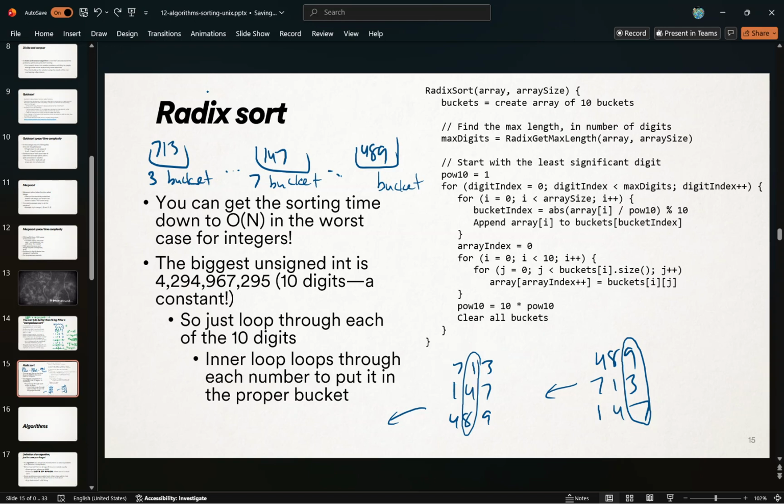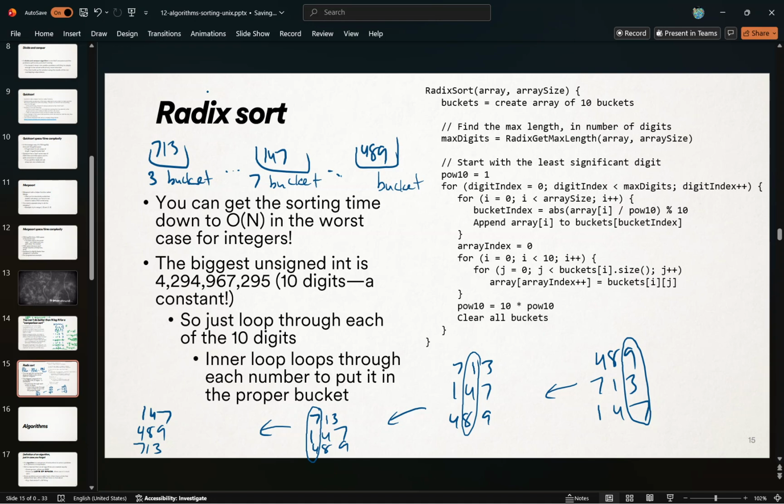And we just got lucky and they're in the same order. We'll just read them right back out. So 713 is still first. 147 is still next. 489 is still last. And now we consider the last digit, the most significant digit. 7, 1, and 4. So this one's going in the 7 bucket. This one's going in the 1 bucket. This one's going in the 4 bucket. And then you read them out in that order. So that turns into 147, 489, and 713. Ta-da, they're sorted.